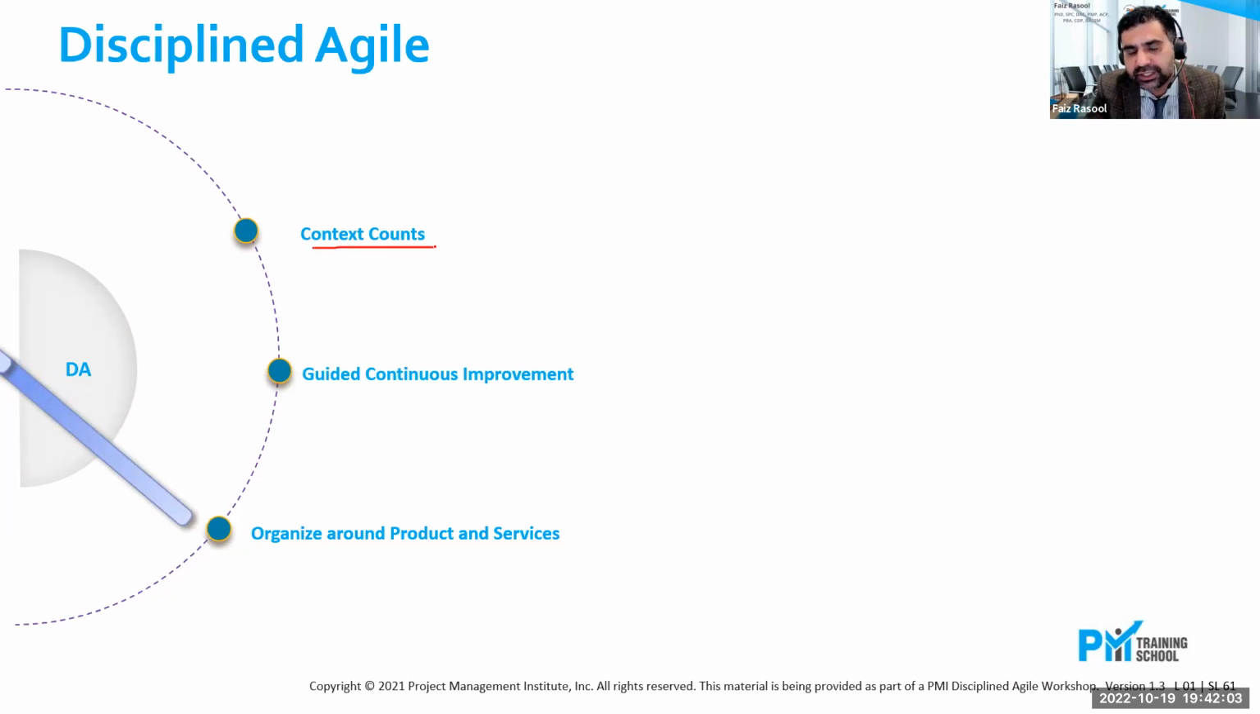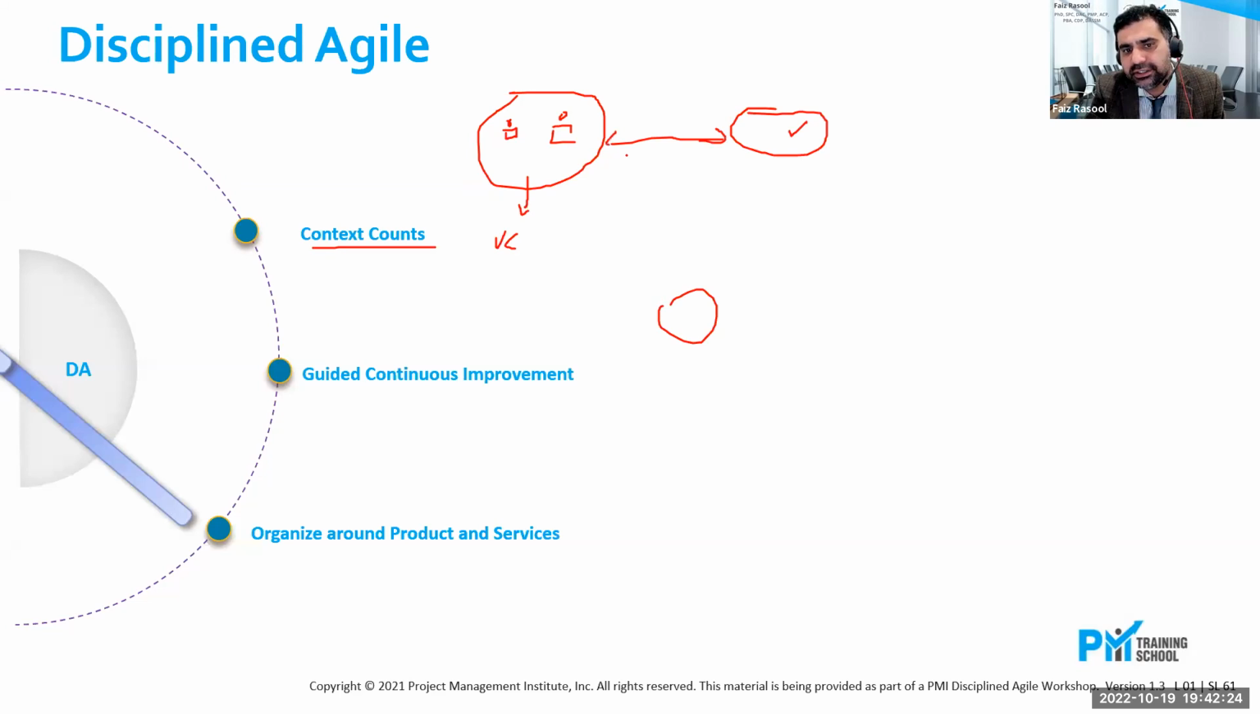Context counts says that each individual is unique, and when they work in a team, they interact with each other in a unique way. It results in a unique culture of a team. This culture is different from the culture of any other team, any other department. And when these teams and departments interact with each other, they result in a unique culture of an organization, an enterprise. And that culture is pretty unique, pretty complex.